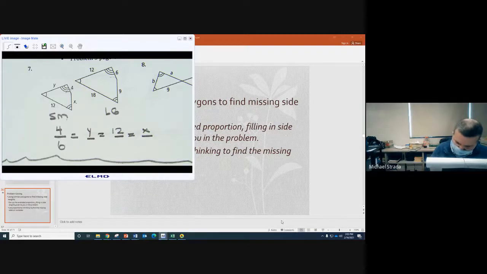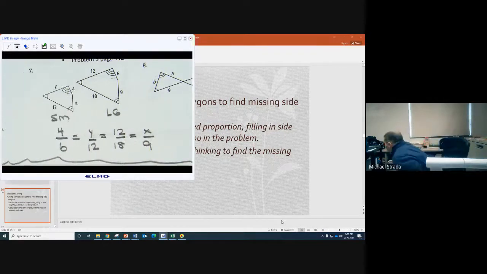What corresponds to Y? 12. What corresponds to 12? 18. What corresponds to X? 9. So basically what you need is one of two things. The most important thing you need is one ratio that's made up of numbers. If not, we're going to deal with quadratics later on, but that's the idea. That's what you want to do, a straight linear one.